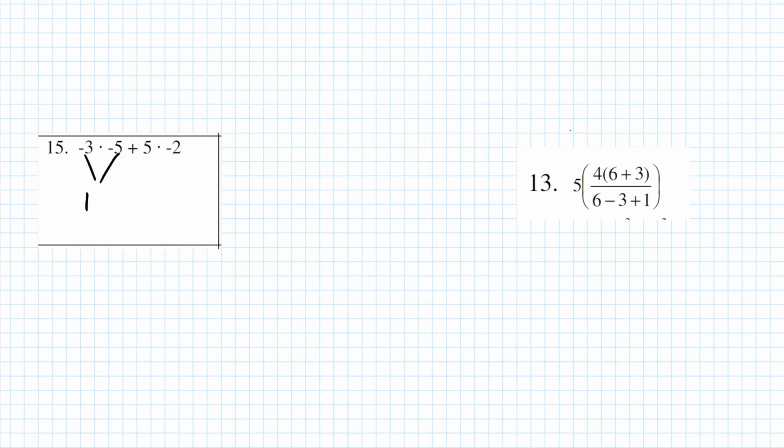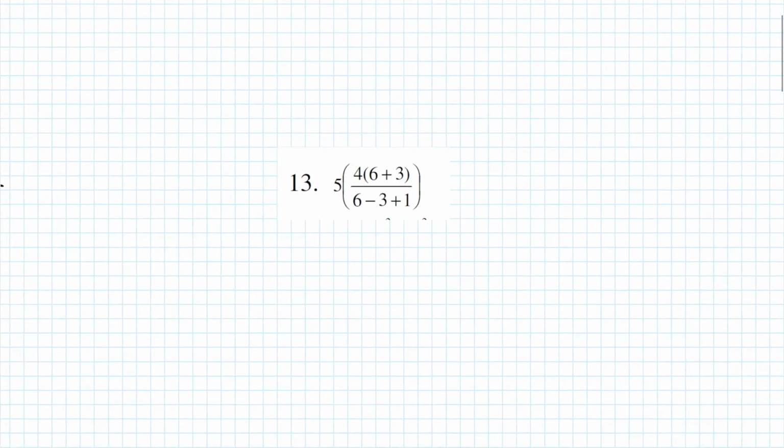Number 15, I see multiplication twice, so I can do those kind of at the same time and do the addition at the end. And negative times a negative is a positive, so I get 15 plus, and positive times a negative is a negative, so I get 15 plus negative 10, which equals 5.